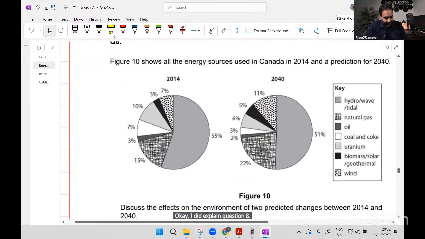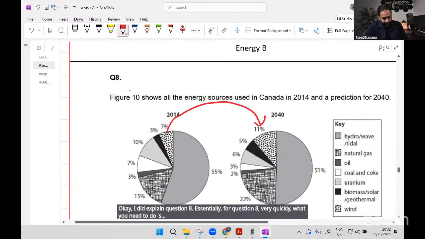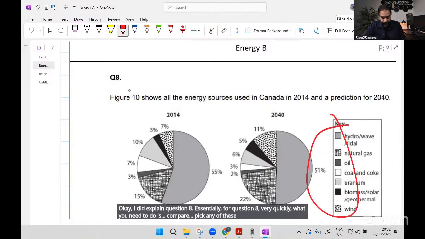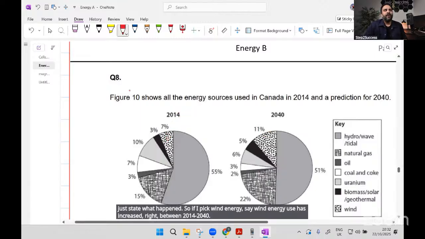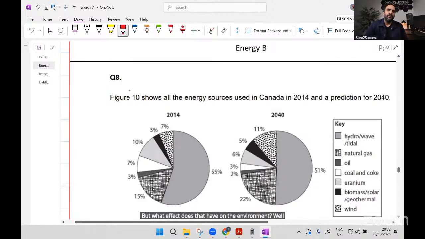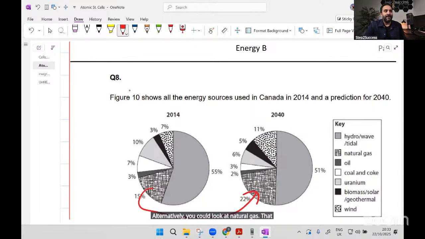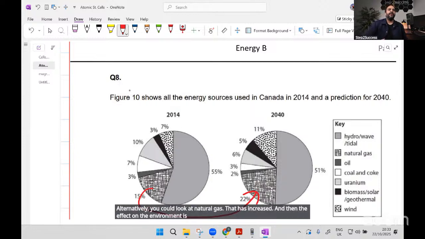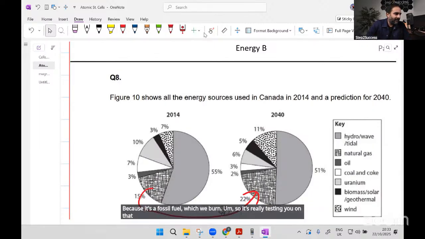Essentially, for question 8, very quickly, what you need to do is pick any of these colors, and just state what happened. So if I pick wind energy, say wind energy use has increased between 2040 and 2040. But what effect does that have on the environment? Well, if you're using more wind energy, you're going to get less carbon dioxide emissions because wind energy is renewable. Alternatively, you could look at natural gas. That has increased. And then the effect on the environment is that it would increase carbon dioxide emissions or increase global warming because it's a fossil fuel which we burn. So it's really testing you on that stuff.